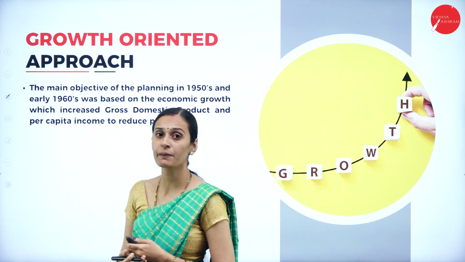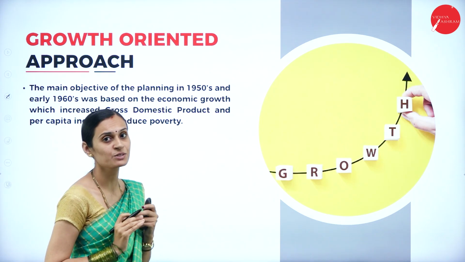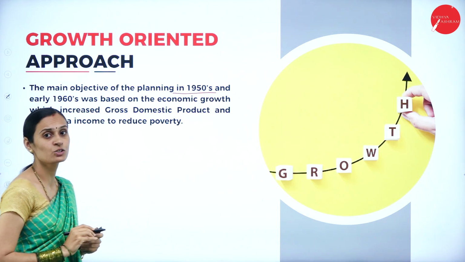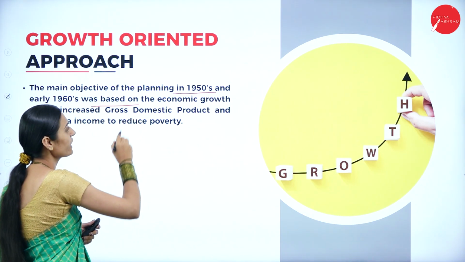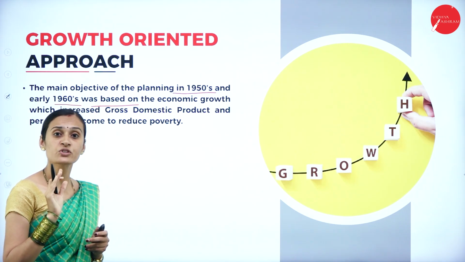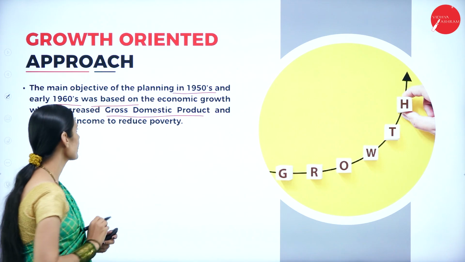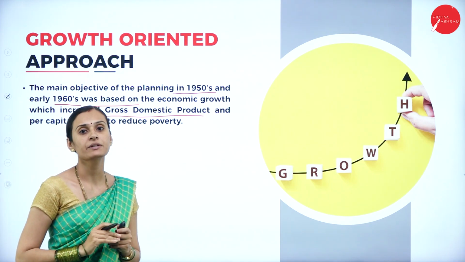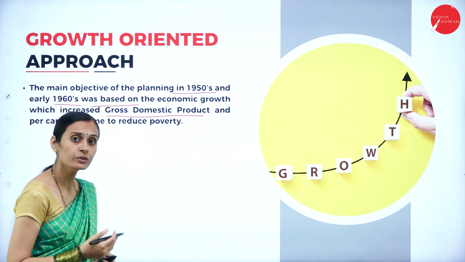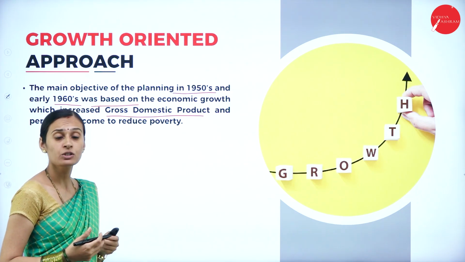First one, growth-oriented approaches. What is the main objective of the 5-year plan? That is the reduction in poverty and creation of employment opportunities. The planning in the 1950s and 60s was based on economic growth, increasing the GDP and per capita income. GDP means gross domestic product, along with increasing the per capita income of the people.